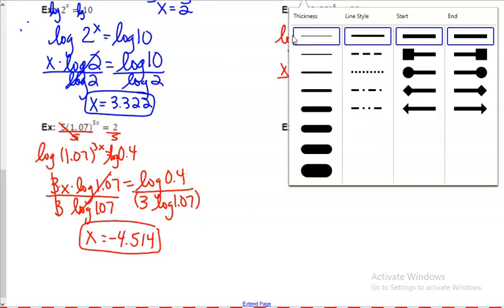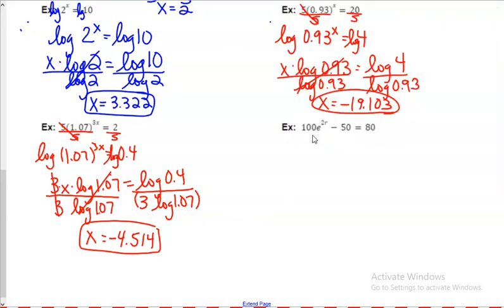All right, so the last one. Let's do this one. Now notice here, here's my exponential. It is not by itself, and this time I have a subtraction here. So if I wanted to get this by itself, I first have to get rid of that 50 by adding 50 to both sides. And I'm left with 100 e to the 2r equals 130.